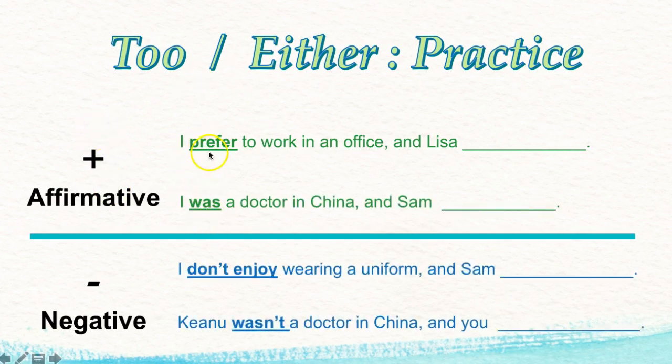So, first we have two positive sentences, and then we have two negative sentences. So you'll need to use to or either. Don't forget about the word order, and let's do the first one together. I prefer to work in an office, and Lisa does too. Good job. This is a positive sentence, so we want to use to, and we want the correct word order. The subject, Lisa, the auxiliary, does, and to.